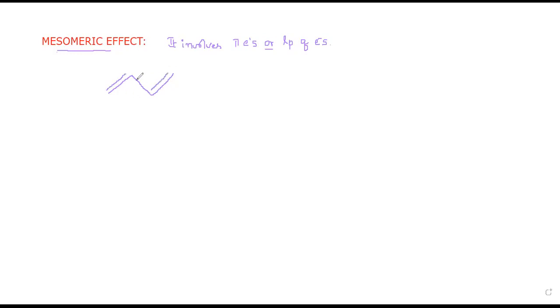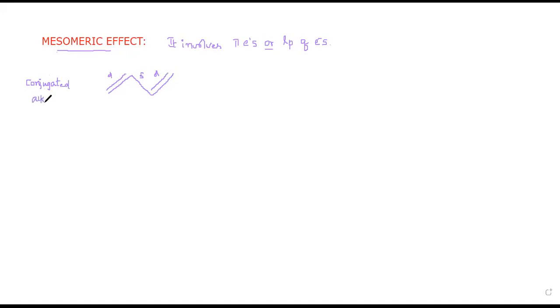This alkene contains alternate single bonds and double bonds, right? This is a double bond, this is a single bond, and once again it has a double bond. So double bond, single bond, and double bond. Such types of alkenes are conjugated alkenes.